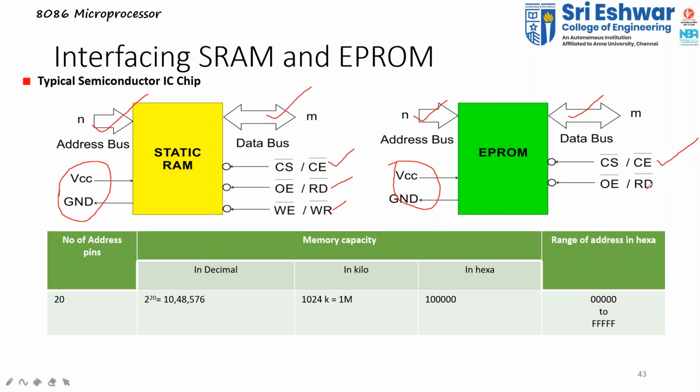So that provision is not available in the EPROM. So read is available in the EPROM. Okay, so this is very easy to understand. No need to mug up the things present in RAM and ROM ICs.